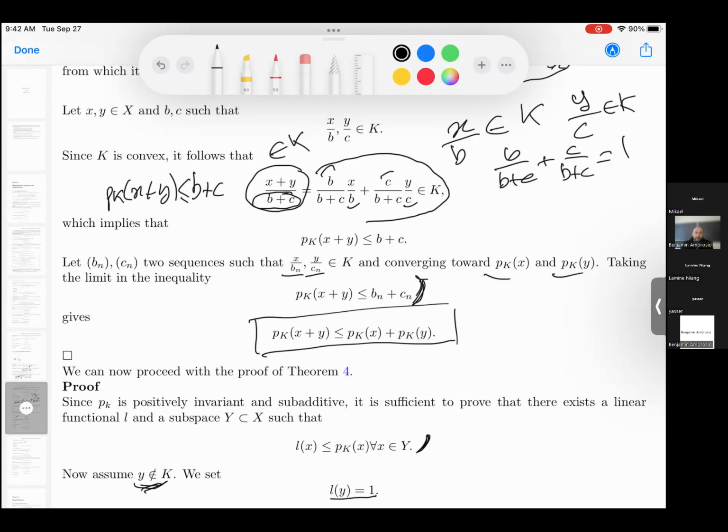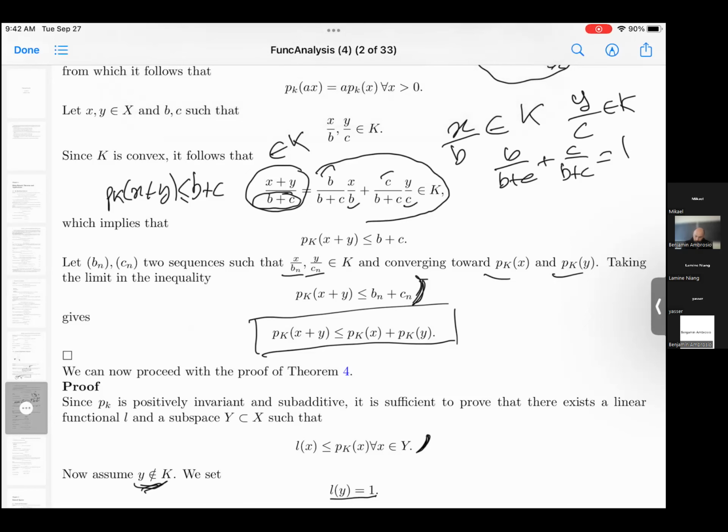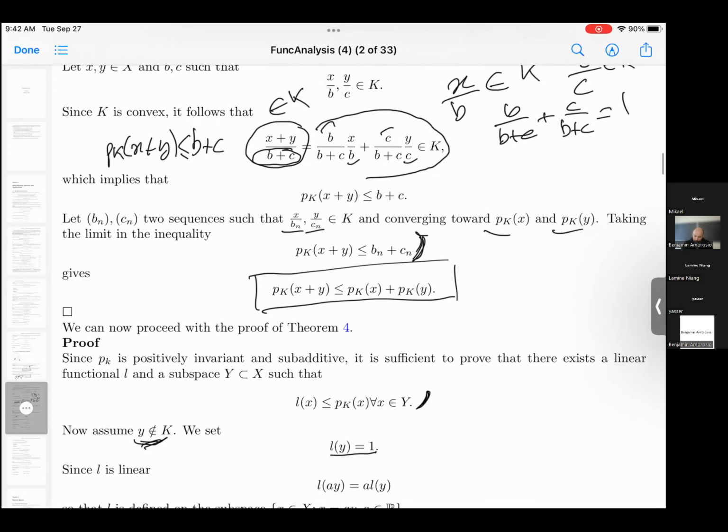But now, since L is a linear function, if you set L of y equals 1, you define L for all a times y. So if L of y equals 1, then L of ay equals a times L of y, which equals a, actually. All right, but you define your L all over the subspace defined by ay.